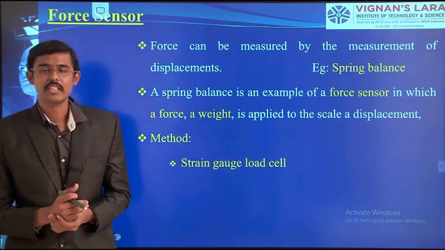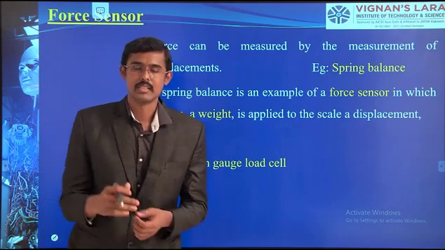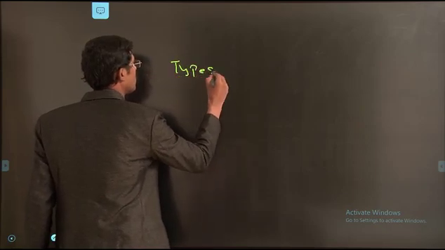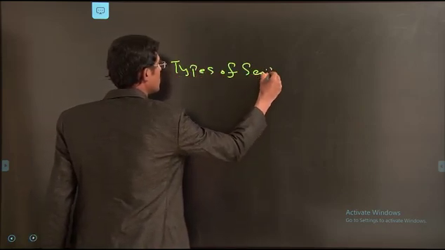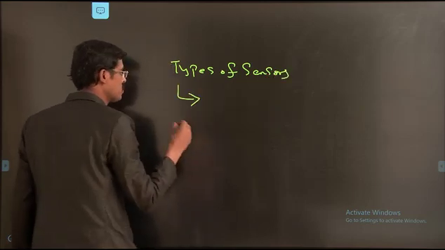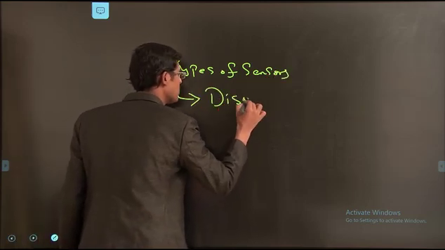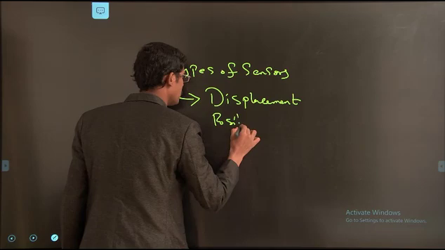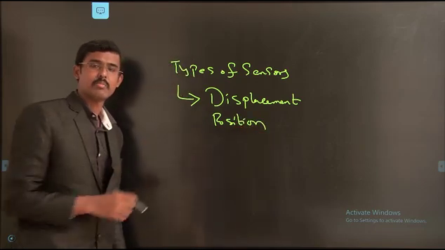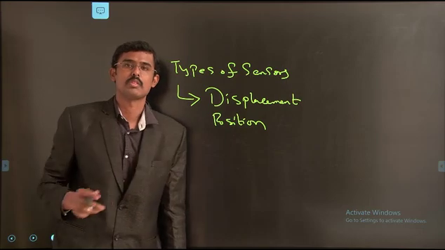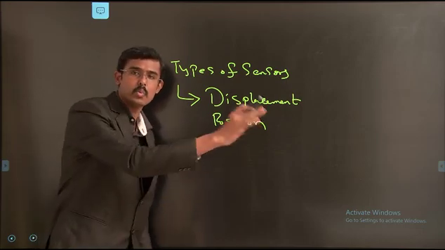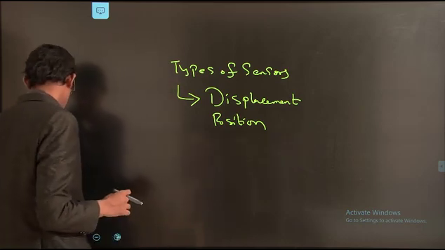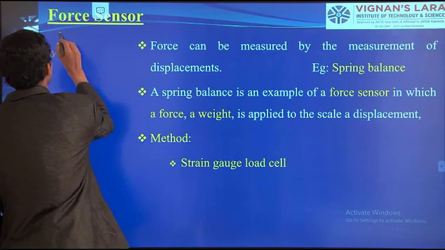We are on the talk of types of sensors. From the last classes, we have seen in types of sensors the displacement sensors, position, and some examples of potentiometers, Hall effect, capacitive sensors, strain gauges. All these things we have already discussed. In continuation with that, in this class we will talk about the force sensor.